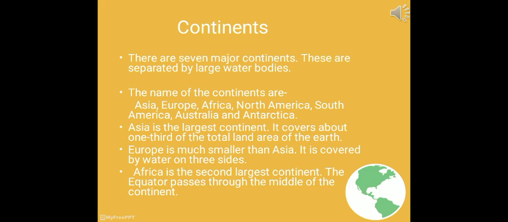The next one is Africa. Africa is the second largest continent after Asia. The equator or 0-degree latitude runs almost through the middle of the continent. A large part of Africa lies in the northern hemisphere. The Sahara Desert, the world's largest hot desert, is located in Africa. The world's longest river, the Nile River, also flows through this continent.